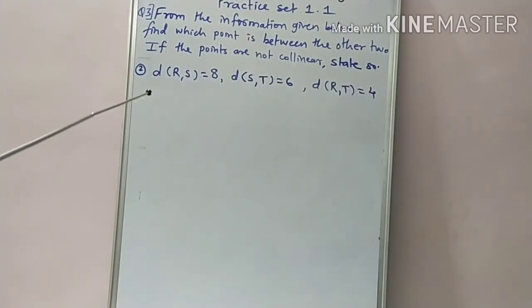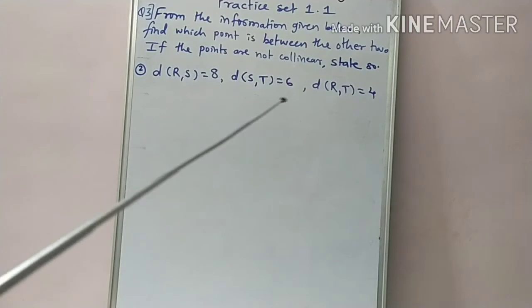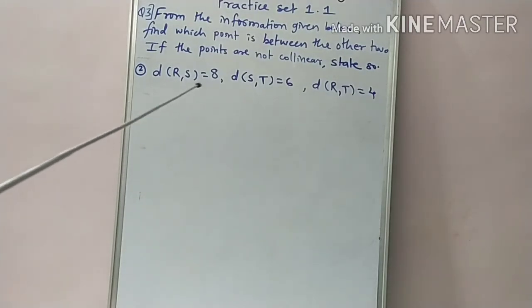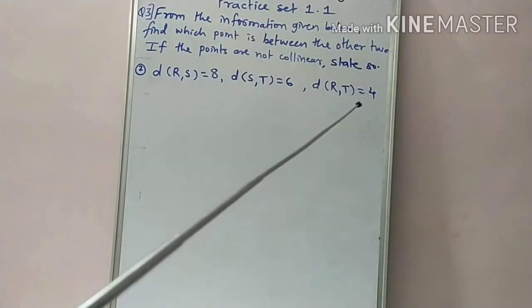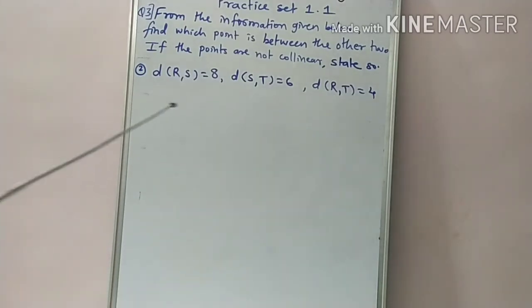So here we have that second one. You have to decide whether these 3 points R, S and T are collinear or not, and if these points are collinear, then which point is between the other two. So here we have again given 3 distances: distance RS is 8, distance ST is 6, and distance RT is 4. So which one is greater over here?